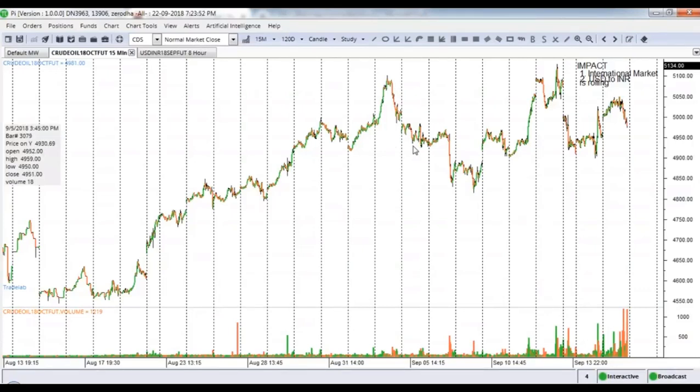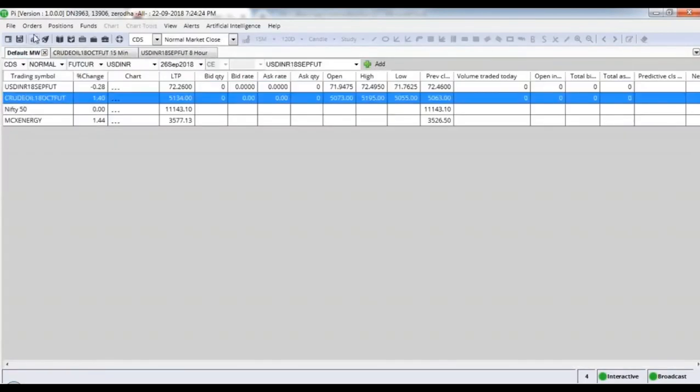Now tell me something. If in the international market the crude as well as the dollar both get weak, will it have a more downside impact on the Indian market? Yes, sir. Yes, because you will be paying fewer rupees to buy a dollar, right? Plus the crude oil is weak, correct?